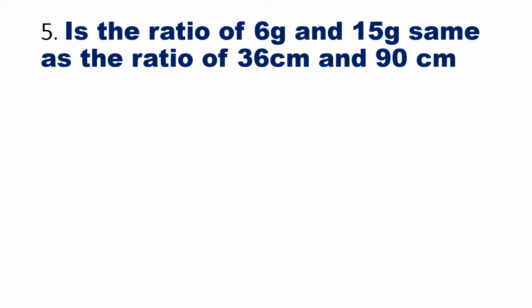Okay. So what do you mean by this statement 6 gram and 15 gram ratio? That means 6 gram by 15 gram. So we are dividing 6 gram divided by 15 gram. Is it the same as the ratio of 36 centimeter and 90 centimeter? So this is a ratio of two lengths, isn't it? 36 centimeter, 90 centimeter. So we want to find out whether these are the same quantities. Okay. So what will we do? We will write 6 gram by 15 gram first, and let us see.